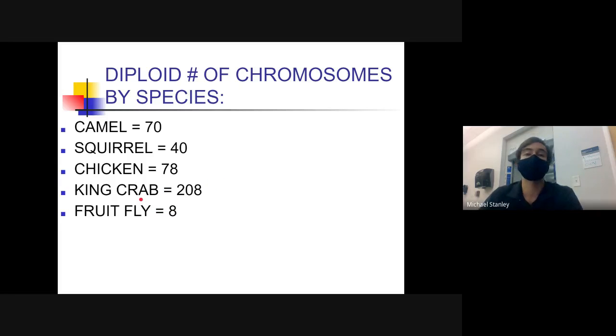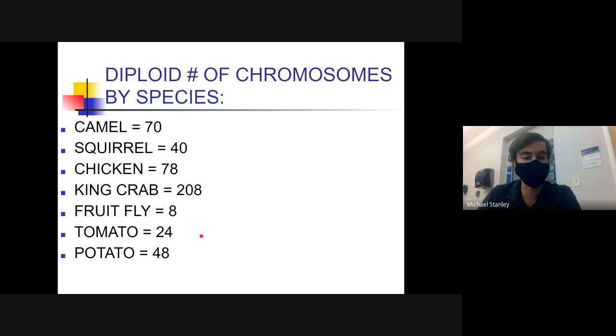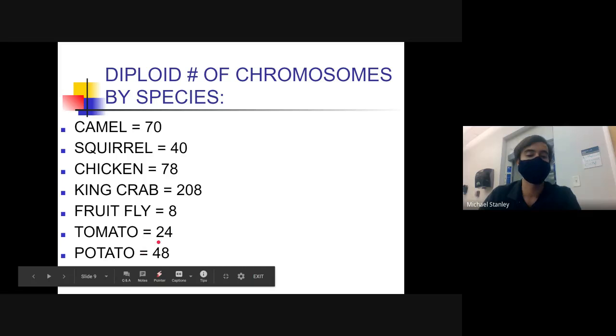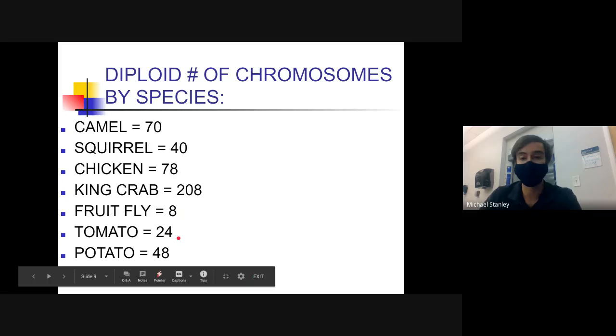Fruit flies, on the other side of the spectrum, only have 8 chromosomes. Tomatoes have about 24 total chromosomes, and potatoes have about 48. So again, even though tomatoes and potatoes have way more chromosomes than fruit flies, this doesn't mean that they're more advanced or have more genes. It just means that they have longer stretches of DNA.